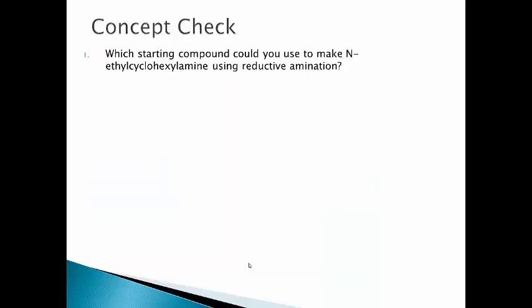Okay, let's have a go at a concept check. So which starting compound could you use to make N-ethylcyclohexylamine using reductive amination? So this is what we're looking at here. So which starting compound could you use?